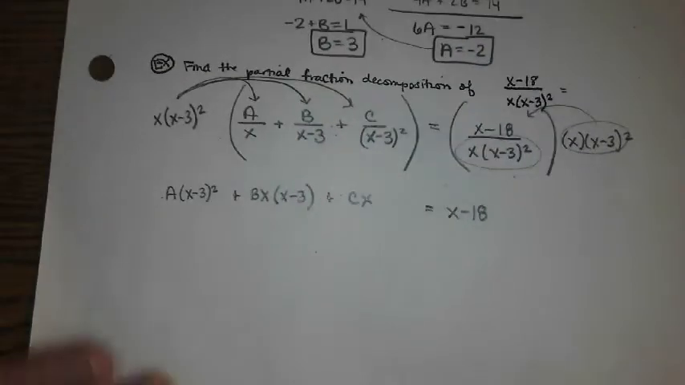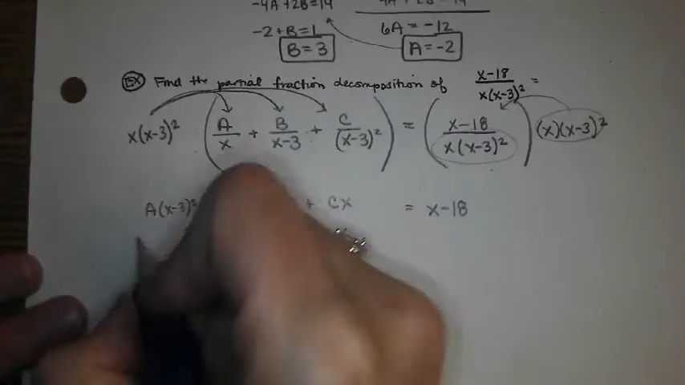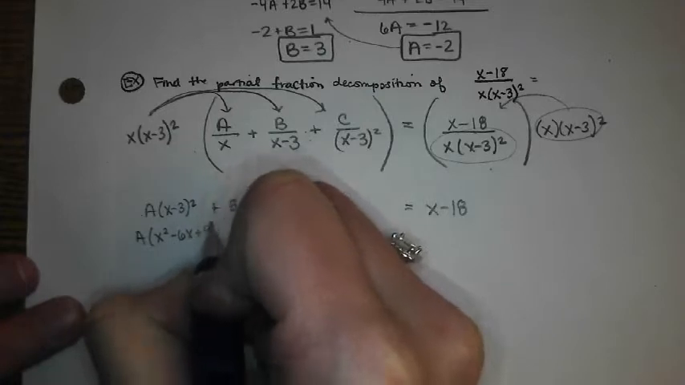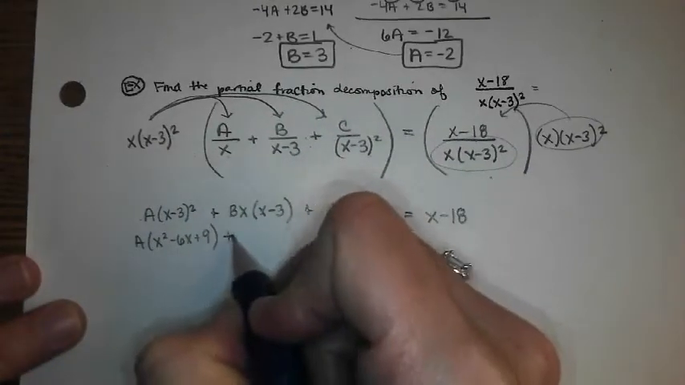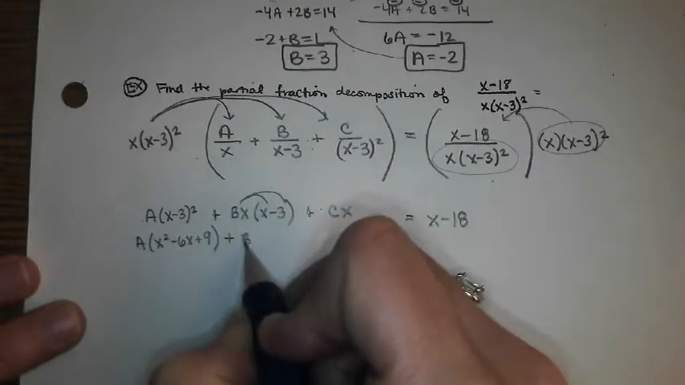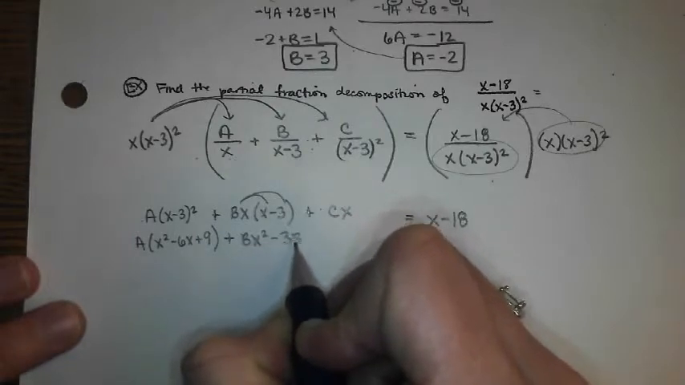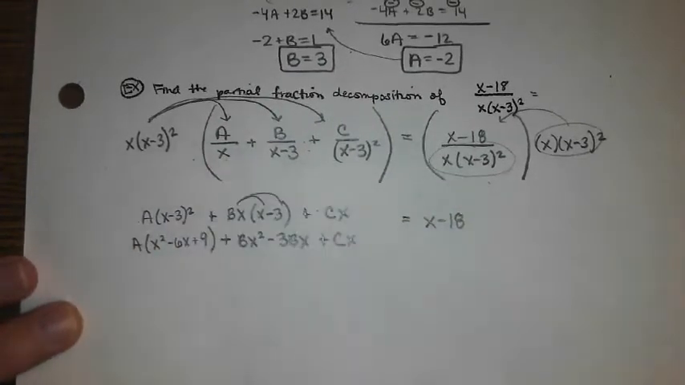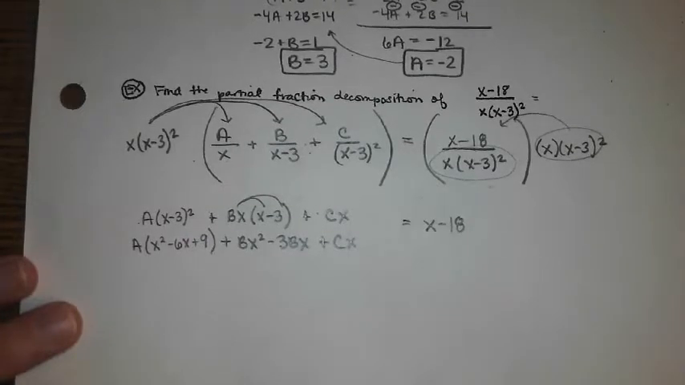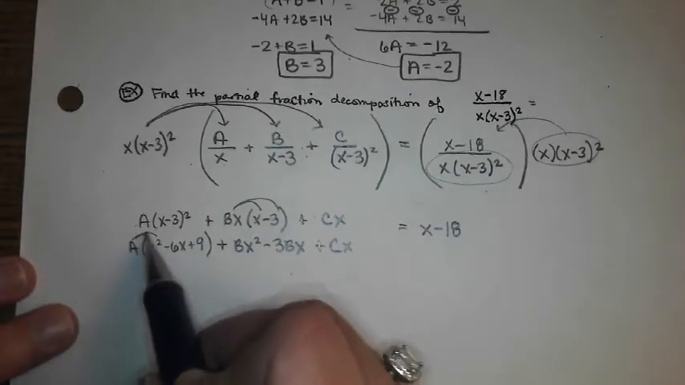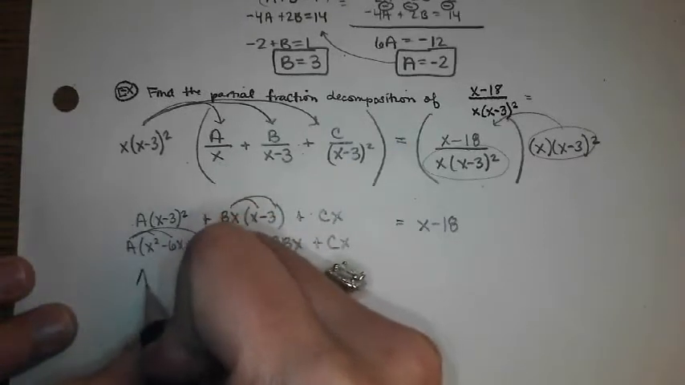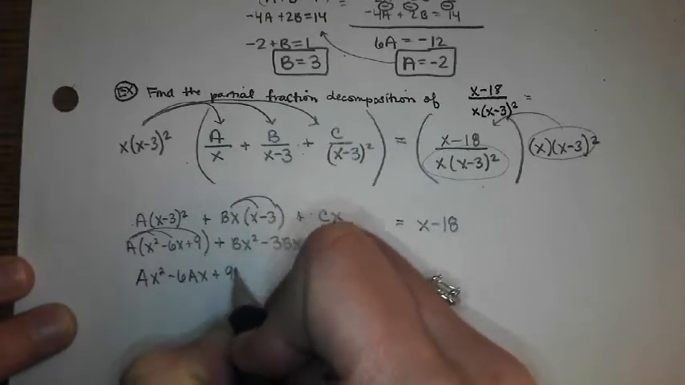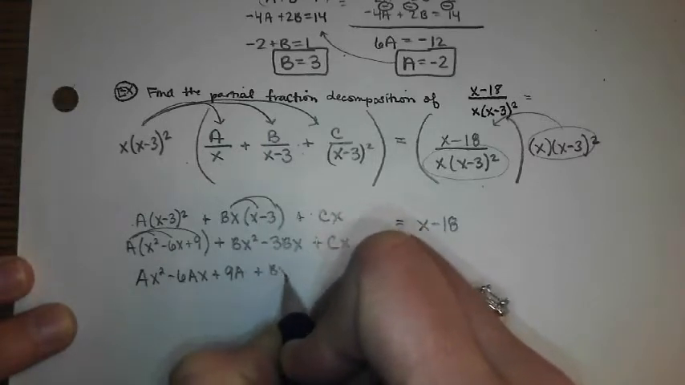So a little more work here. We want to square this out. So a, and then we have x squared minus 6x plus 9. Plus, we want to distribute our bx, so that's bx squared minus 3bx plus cx. And when you distribute your a, ax squared minus 6ax plus 9a, and the rest.